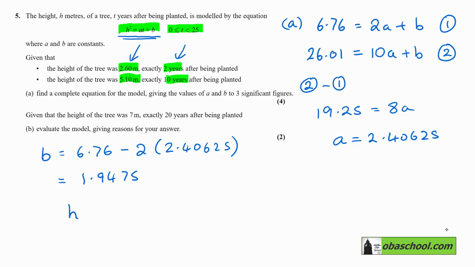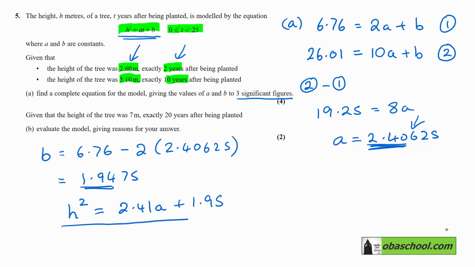So in giving our final equation, we need to have both of these correct to 3 significant figures. So here that would be 2.41, with the 6 rounding it up. So that's going to be 2.41a. And then here, the 7 will round the 4 up and we'll get plus 1.95. Let's move on to part B.